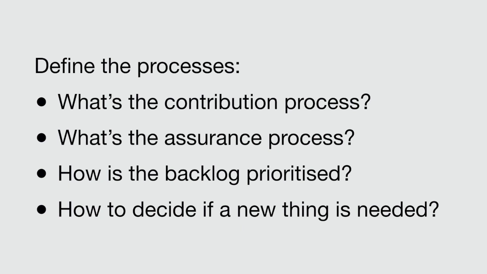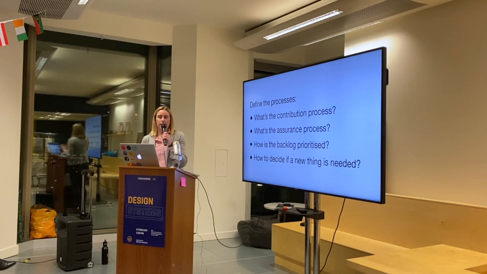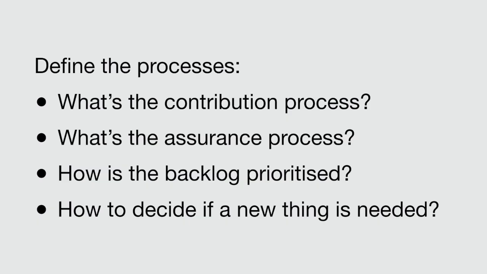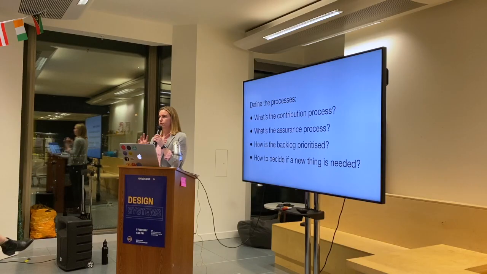So we have a backlog where people can add in the need for new components or new patterns or variations. And how do we decide if a new thing is needed? Sometimes it's not always about needing a new thing, it's about reframing the problem and using what's already there. So it's maybe working within the design community and MOJ on that as well.